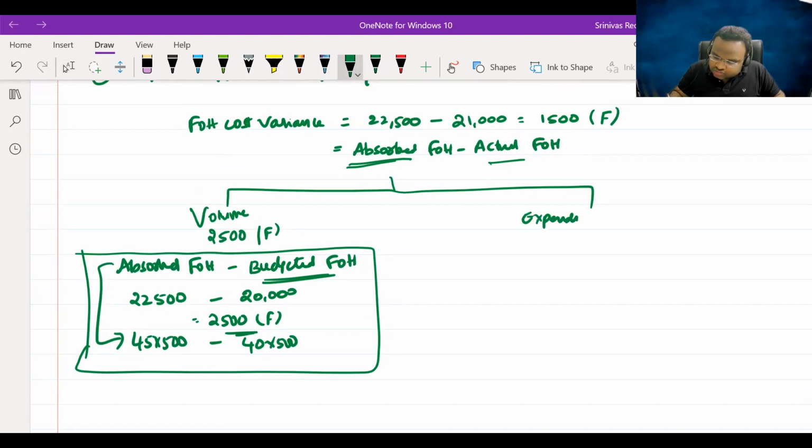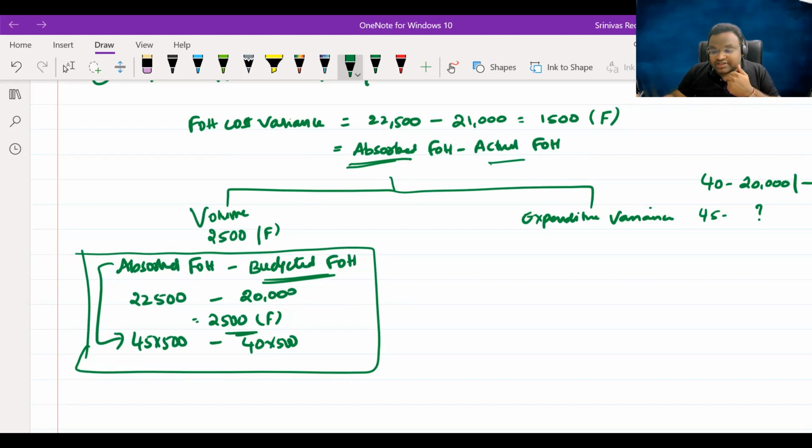Now, what is the second reason for fixed overhead cost variance? Expenditure variance. So originally you thought, this is the logic. See carefully and understand carefully the beauty of this fixed overhead cost variance. Sir, originally you thought that for 40 students you need to pay 20,000. For 40 students, how much are you supposed to pay? 20,000. Now my volume increased from 40 to 45. How much should I pay, sir?